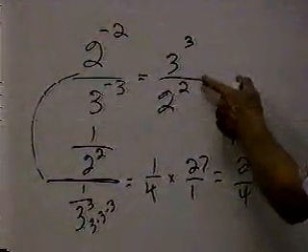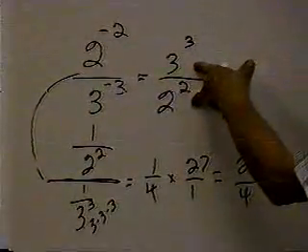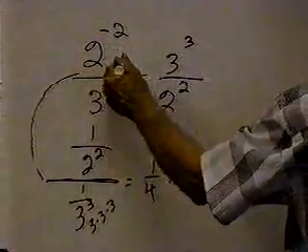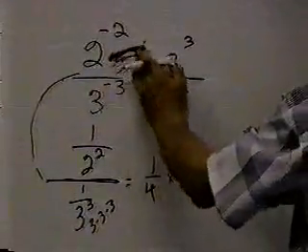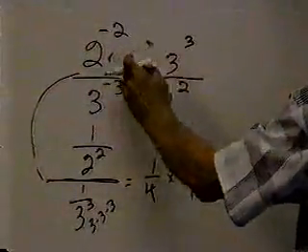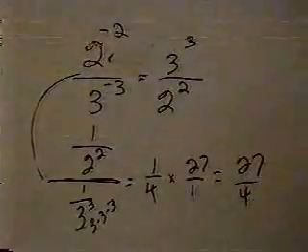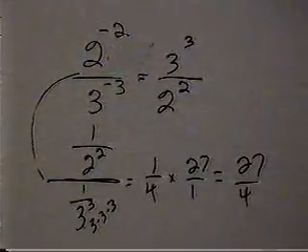And now go work it, and you have 27 over 4. Same answer. Okay. Cannot do that if you have addition or subtraction in the problem. But if it's all multiplication and division, then you can move it up and down and change the sign right here. All right, let's go to the next example.